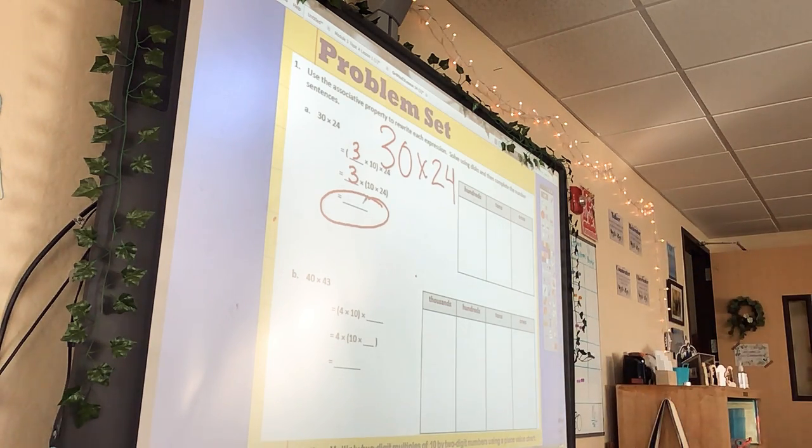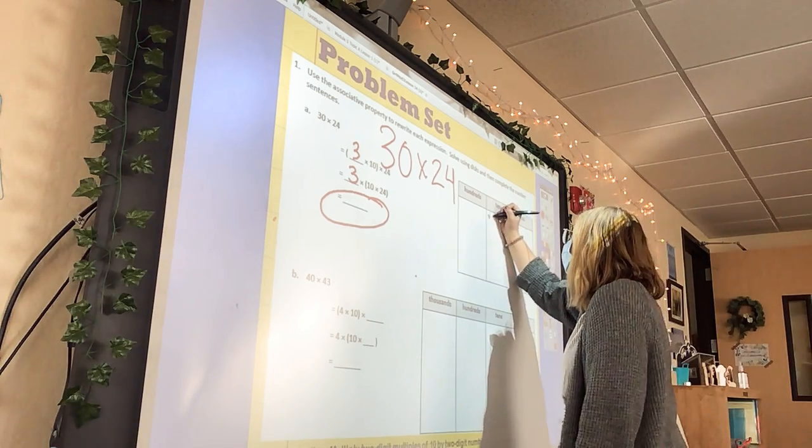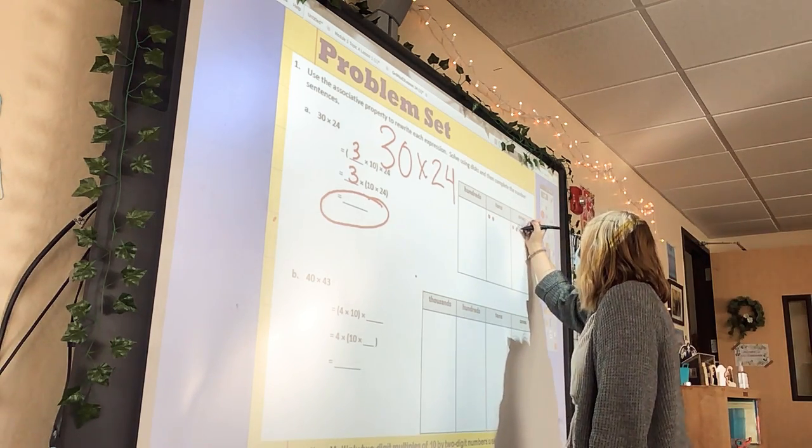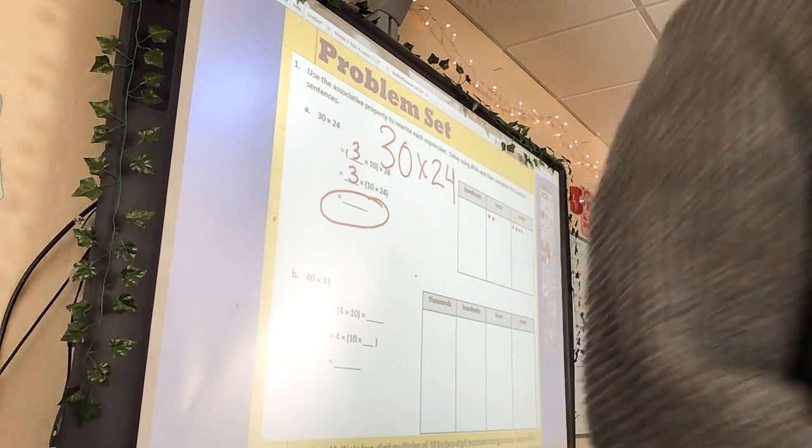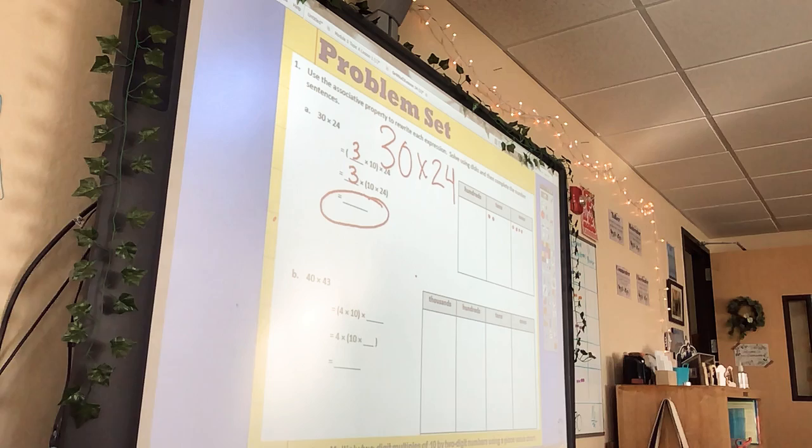All right. So remember I said to start with which number are we going to put in the place value chart first? Ready? 24. Go. 24. 24, good. 24, so everybody put 24 in your place value chart. Okay, we good so far? Yeah.